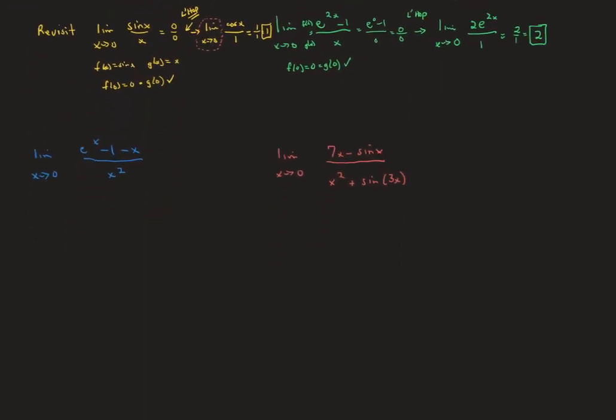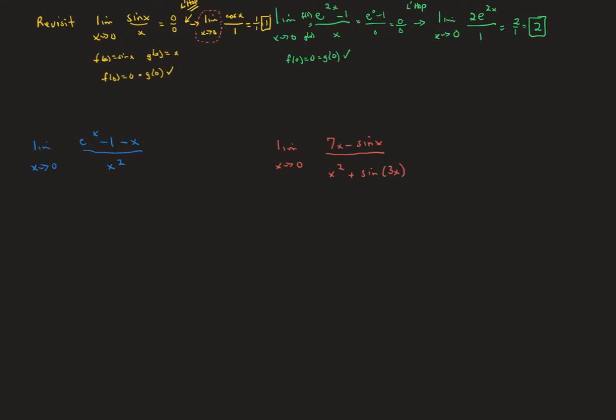Okay, let's try the blue one. So if we direct substitute in the 0, we can see we're going to get e to the 0 is 1 minus 0, and we get 0 on the bottom, that's 0 over 0. So we're going to say that this is f, and this is g, and that f of 0 is 0, so is g of 0. So we have satisfied L'Hopital's rule. Now we're going to invoke L'Hopital.